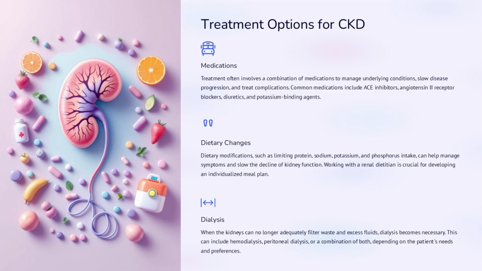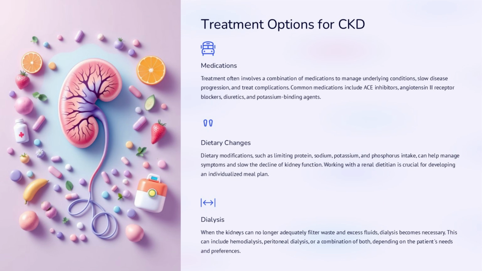Chronic kidney disease, CKD, has a range of treatment options to manage the condition and slow its progression. Medications play a key role, including ACE inhibitors, ARBs, diuretics, and potassium-binding agents to address underlying conditions and complications. Dietary changes like limiting protein, sodium, potassium, and phosphorus can also help manage symptoms and preserve kidney function. Working with a renal dietitian is crucial.